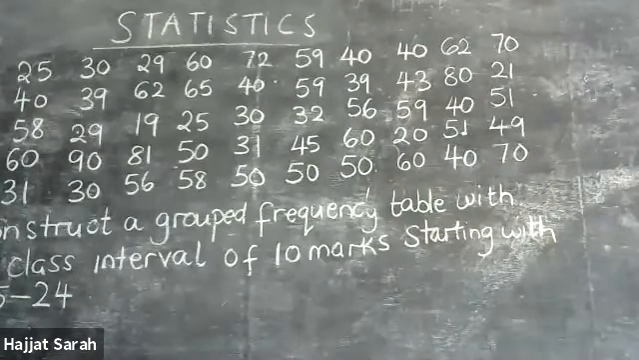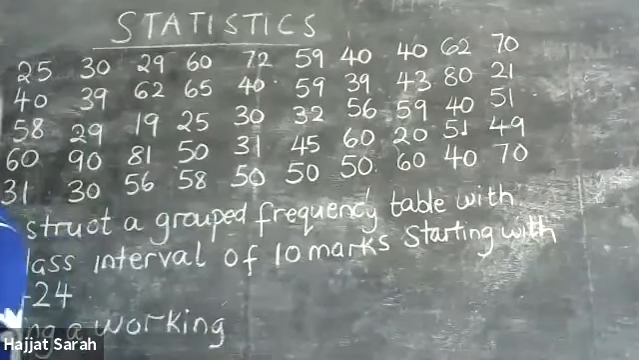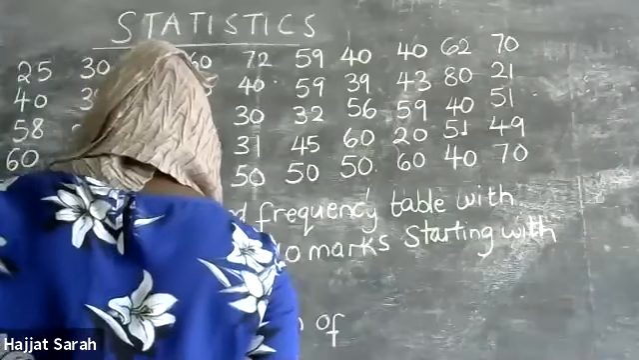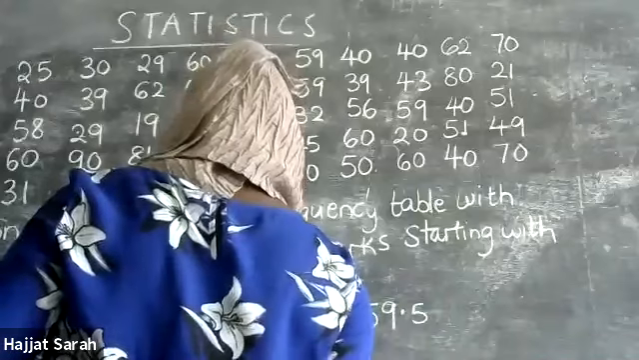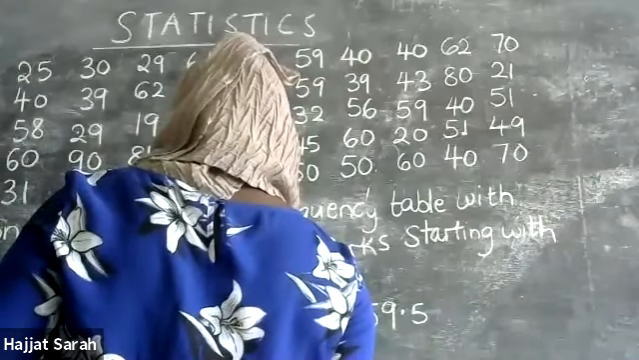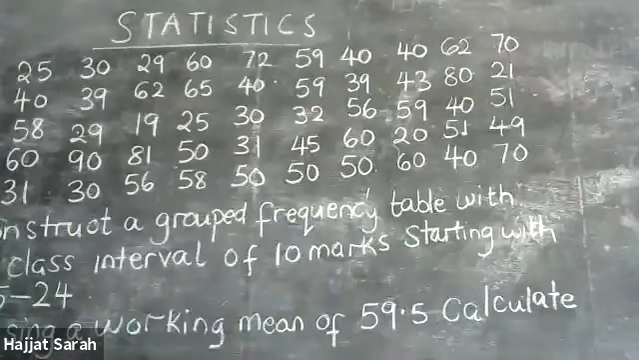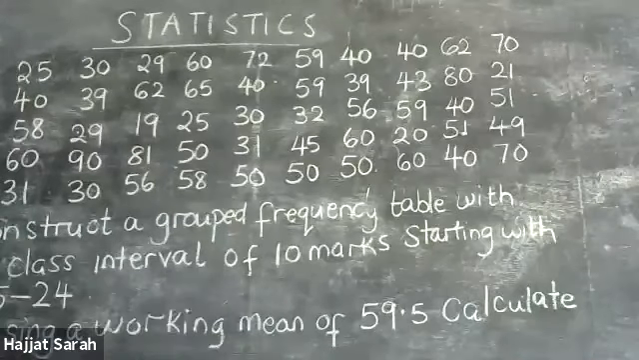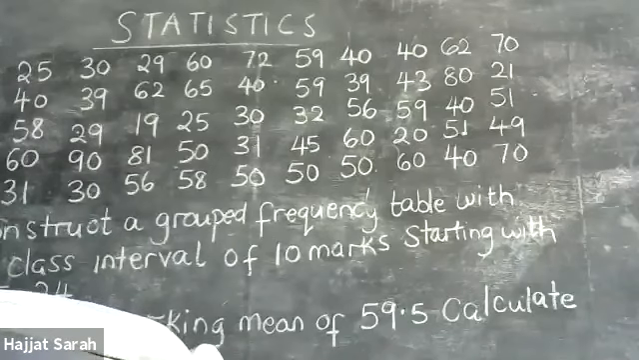That's part A. Part B. Using a working mean of 59.5, calculate the mean mark.